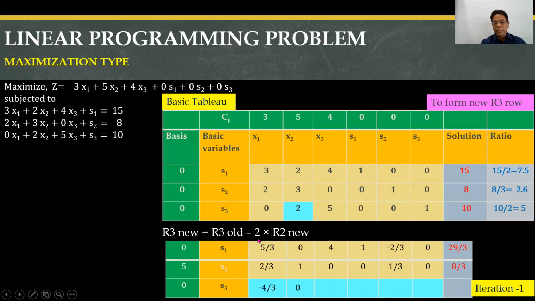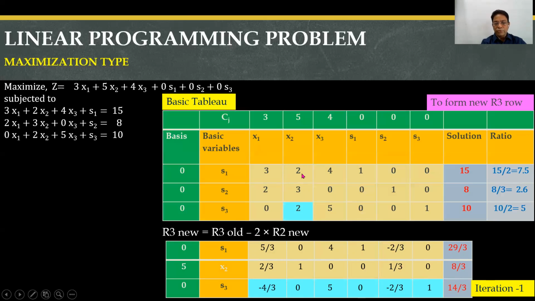0 minus 2 times 2 by 3, that is 0 minus 4 by 3, that is minus 4 by 3. 2 minus 2 into 1, that is 0. 5 minus 0 is 5. 0 minus 0 is 0. 0 minus 2 into 1 by 3, that is minus 2 by 3. Then 1 minus 0 is 1, and 10 minus 16 by 3 is 14 by 3. Now this is the new table that we have formed, and this is the first iteration.